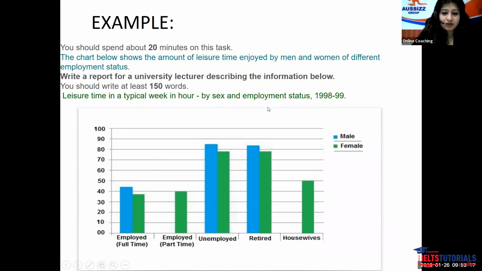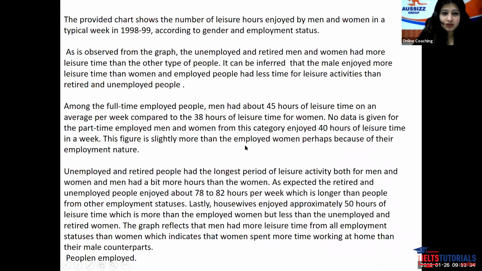So basically, this graph is showing the amount of leisure time which is enjoyed by employed, employed part-time, unemployed, retired, and housewife. And this is distinguished by two categories, males and females. Let's see how an overview is written for this.